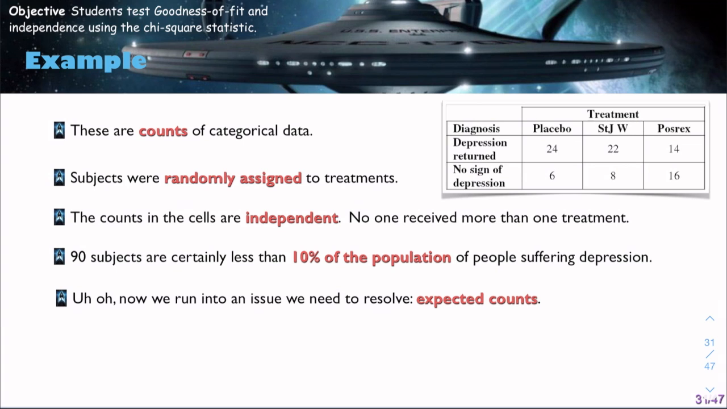Before you jump to the test, we have to make sure that we check our assumptions and conditions. These are all counts of categorical data. The subjects were definitely randomly assigned to treatments. The counts in the cells are independent. No one received more than 1 treatment, so that's confirmed. 90 subjects is definitely less than 10% of the population of people suffering from depression. But now we run into an issue we need to resolve. How do we find the expected counts given this chart?